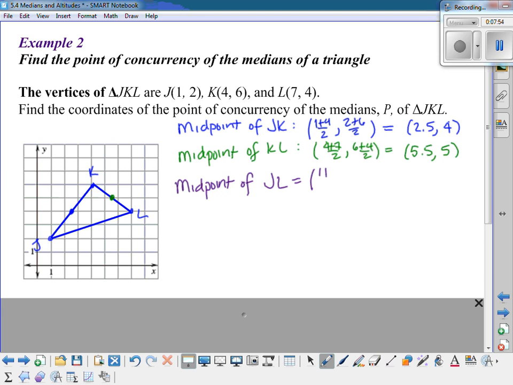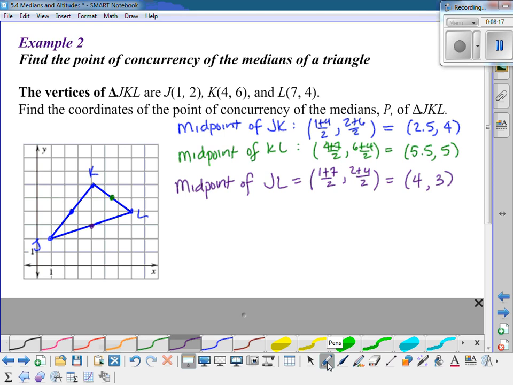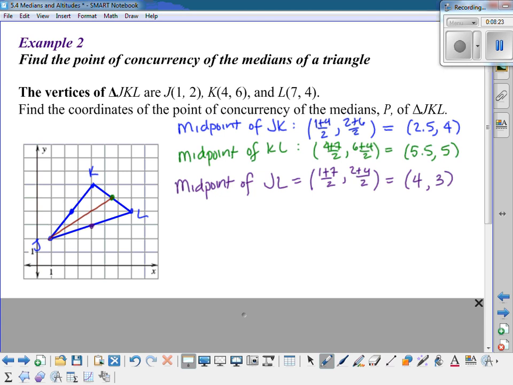So I've got 1 plus 7 divided by 2, and 2 plus 4 divided by 2. So 8 divided by 2 is 4, and then 6 divided by 2 is 3. And that's right there. So now that I have the midpoints, I can draw the medians. So I go from J to this midpoint, K to this midpoint, and L to this midpoint, and I see that where they intersect, the centroid, is at 4, 4.